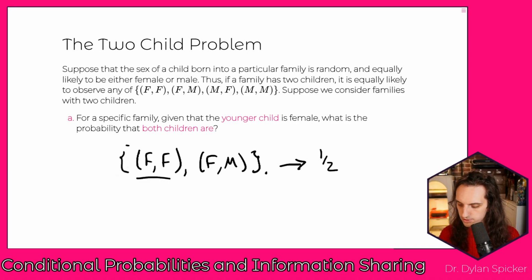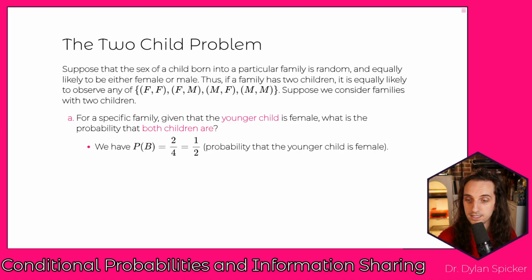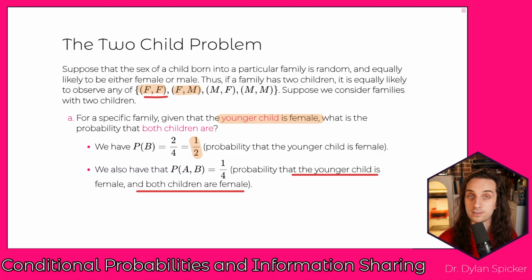Okay. Now we could do this directly as well, right? If we wanted to calculate this out directly, then the probability of B, which is that the younger child is female, is going to be 2 out of 4, because we have female-female and female-male. So that's 1/2. The probability of A and B, that the younger child is female and both children are female, well, the only way that happens is if we have 2 females. So that's going to have a 1 in 4 probability.